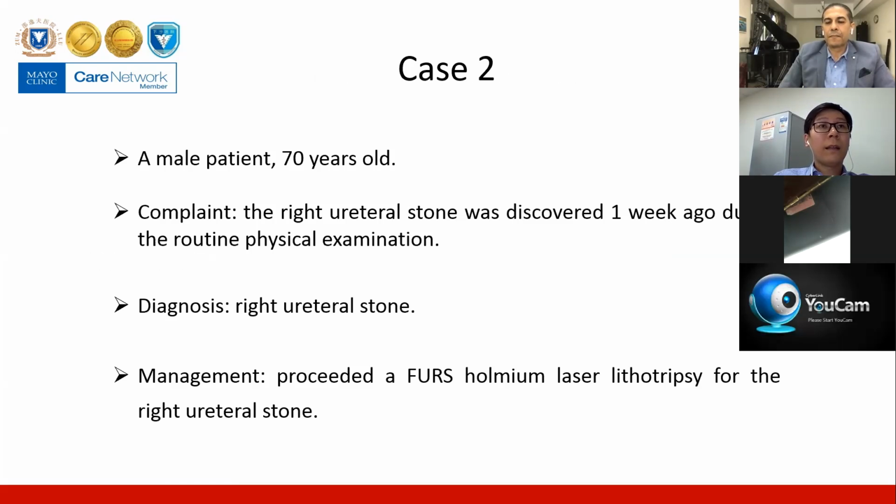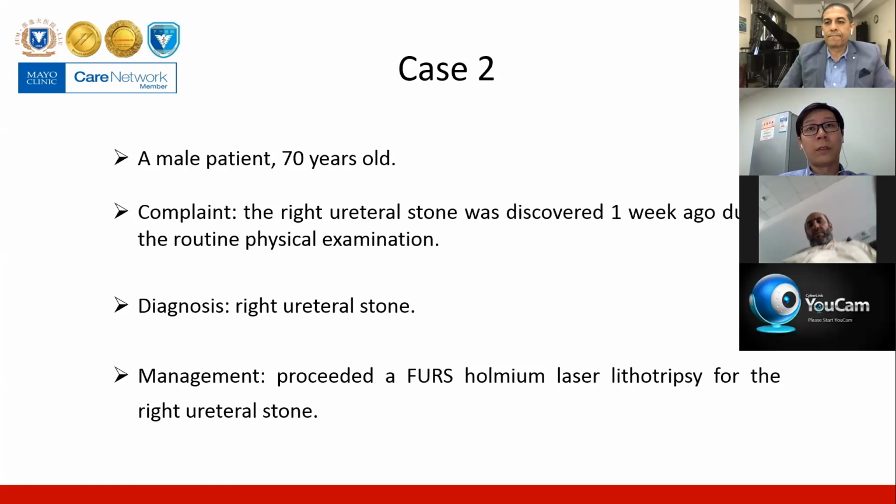So finally, the patient underwent a flexible ureteroscopy with holmium laser lithotripsy for the right ureteral stone. The procedure went very well and very successfully. The operation time was 1 hour, a little bit long because the stone is large and compact, and it also adhered to the ureteral mucosa tightly.